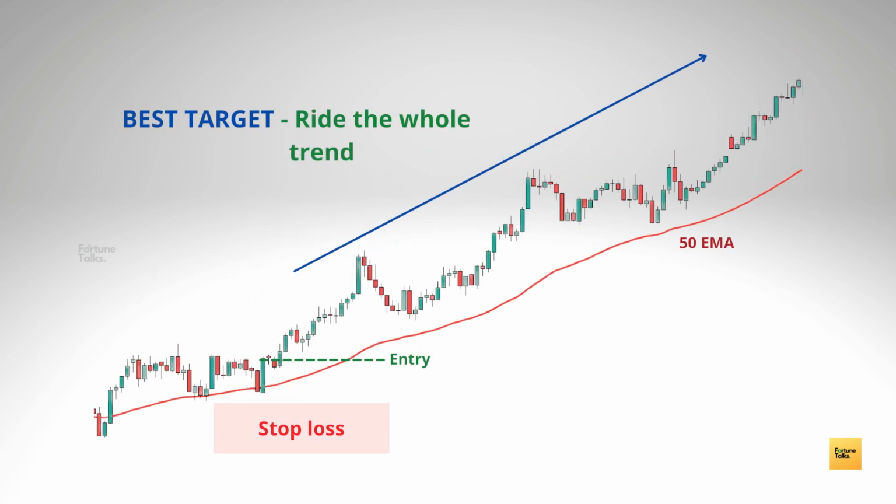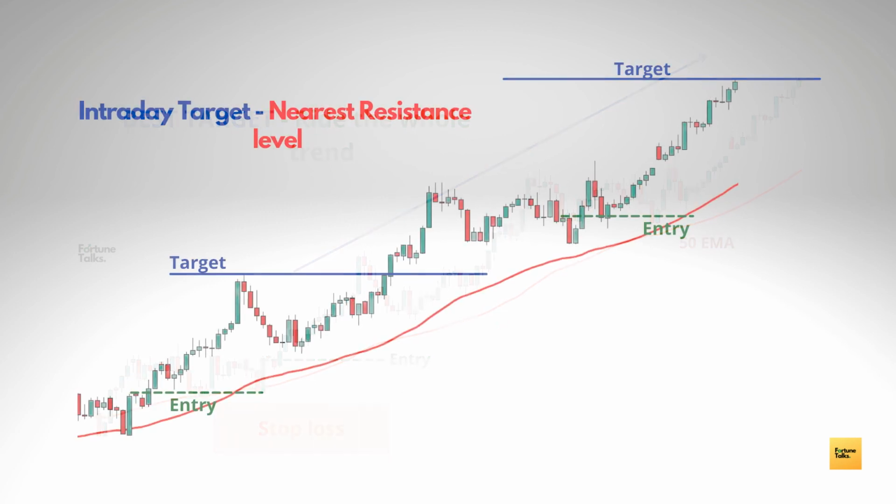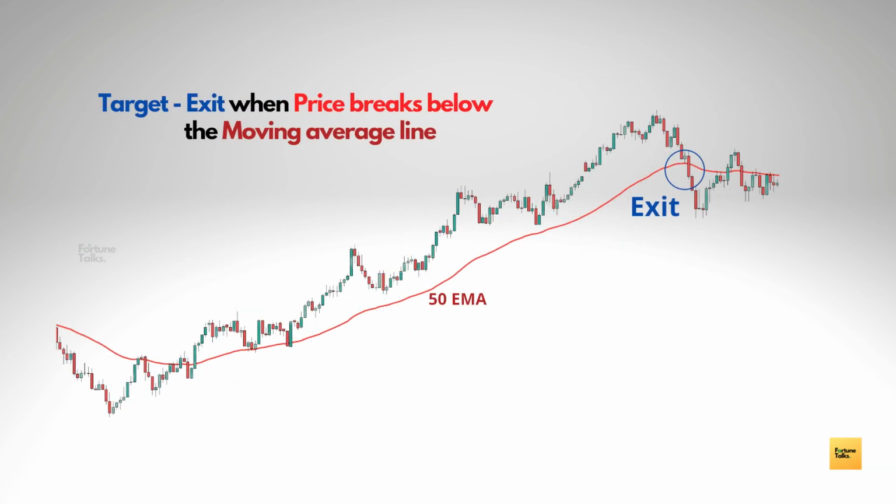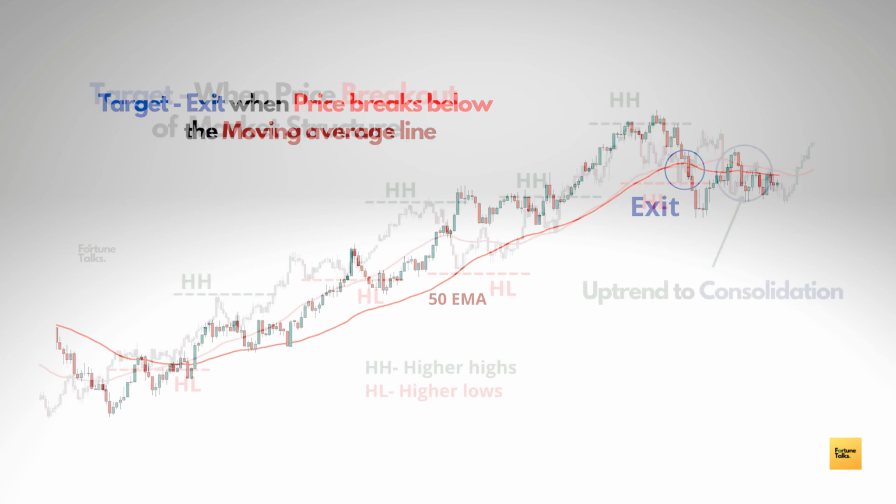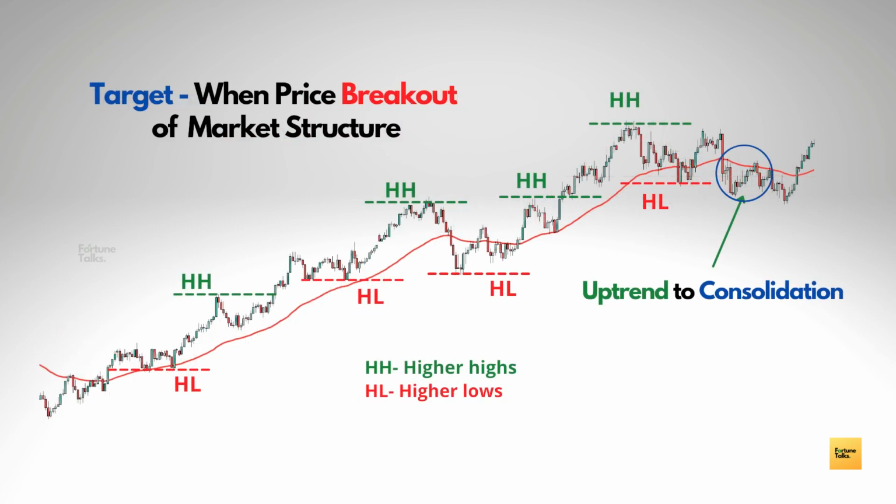Finally, riding the trend till the end is the best possible target. In case of an intraday trader, look to place the nearest resistance as the target. And for a swing trader, exit the trade either when the price breaks out of the moving average line, or exit the trade when the market structure changes from trending to range or consolidation.